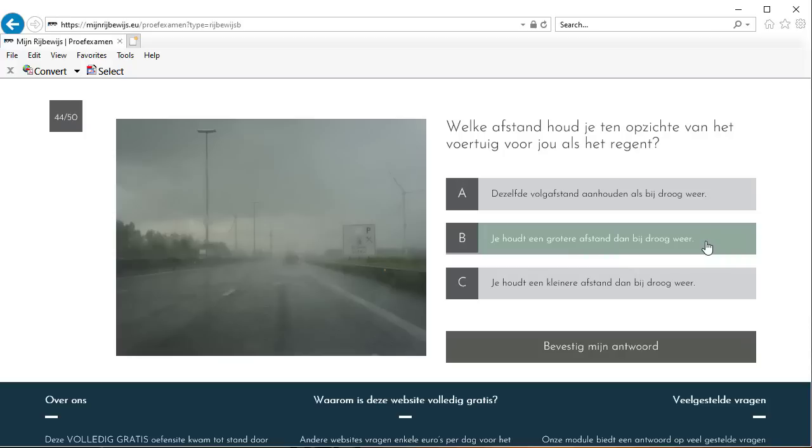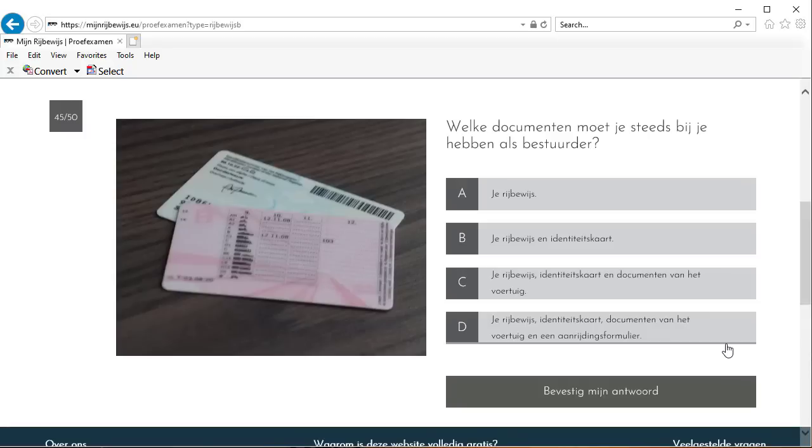Which documents should you always have with you as a driver? Option A is your driver's license. Option B is your driver's license and identity card. Option C is your driver's license, identity card, and the document of the car. Option D is your driver's license, identity card, documents of the car, and an accident form.